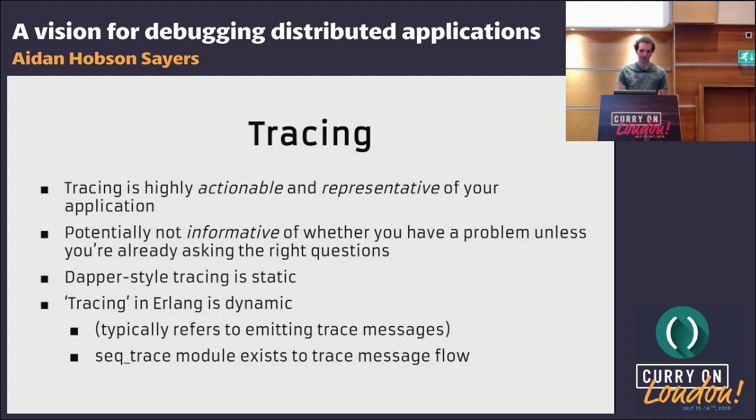So highly actionable, representative of your application, requires you to add annotations to and change your application to opt into this kind of power. It's potentially not that informative of whether you have a problem or not, unless you're already asking the right questions. So it would be unusual to jump in and go, right, I want to see the trace of request ID X, or I want to see the latency of the last n requests, and that tells you if you've got a problem with your application. Typically, it would be driven by another observation where you kind of follow the breadcrumbs and then you end up in tracing.